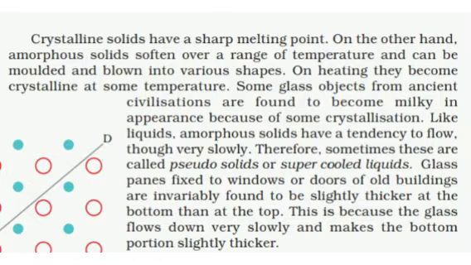Glass panes fixed to windows or doors of old buildings are invariably found to be slightly thicker at the bottom than at the top. This is because the glass flows down very slowly and makes the bottom portion a little bit thicker.